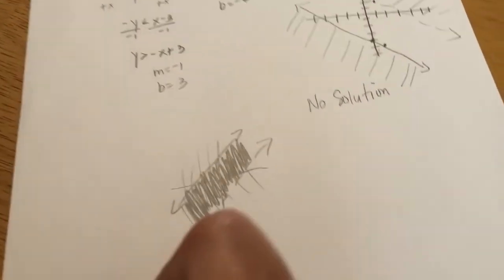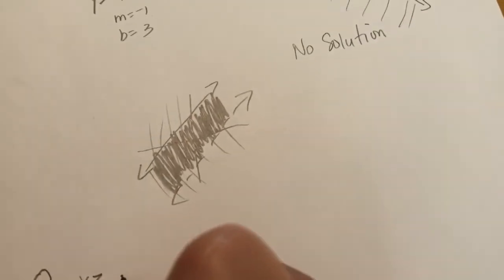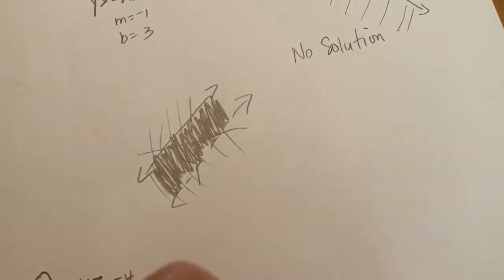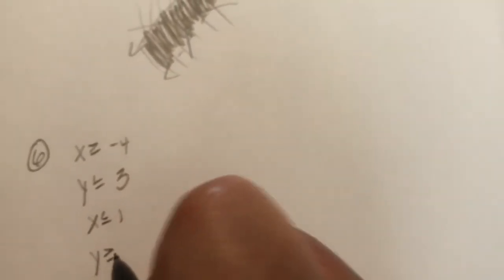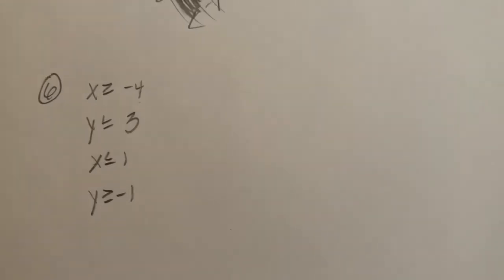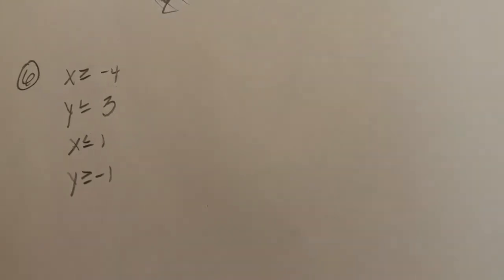All right, last one we are going to do is number 6, and it's if we have 4. So x is greater than or equal to -4. Write all these down, and then I'm gonna make this real simple. Y is less than or equal to 3, x is less than or equal to 1, and y is greater than or equal to -1. So go ahead and get those written down and make yourself a graph.